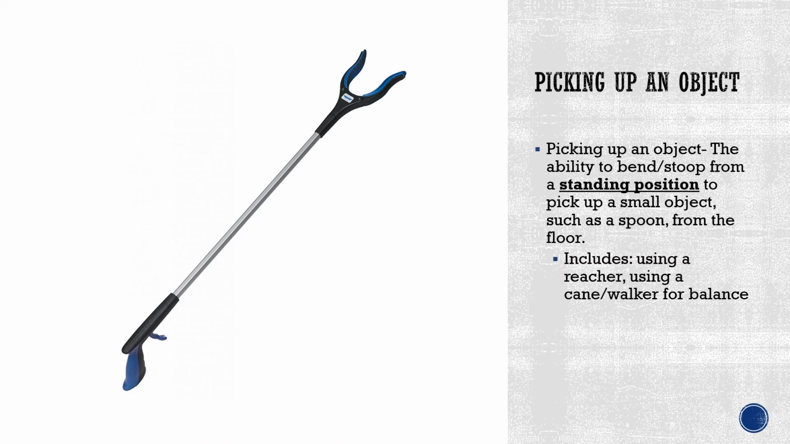Picking up an object is also a new ADL item. Picking up an object means the ability to bend or stoop from a standing position to pick up a small object, such as a spoon, from the floor. This includes using a reacher or a cane or walker for balance. So remember, this is from a standing position. A patient can't be sitting down to pick up an object.